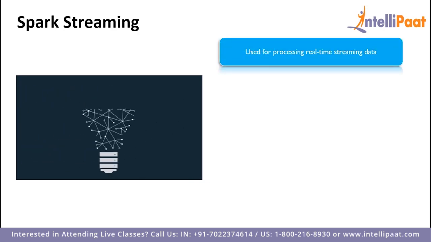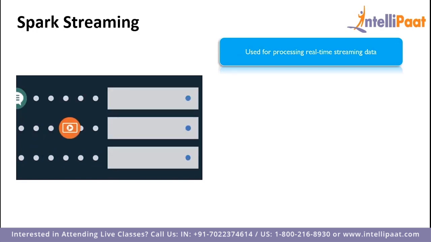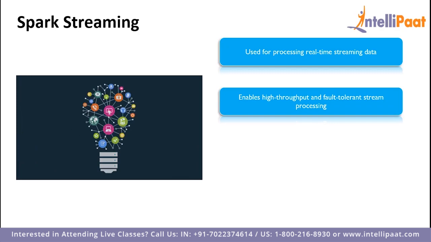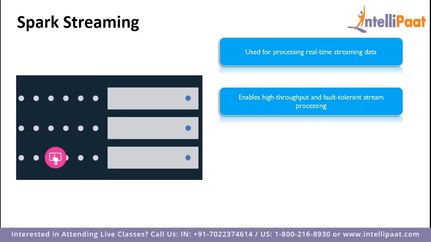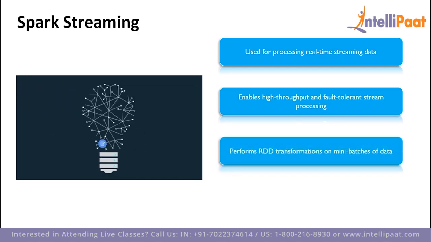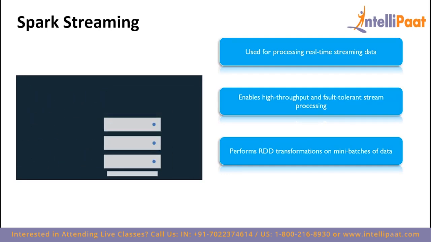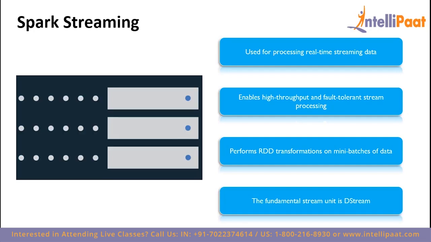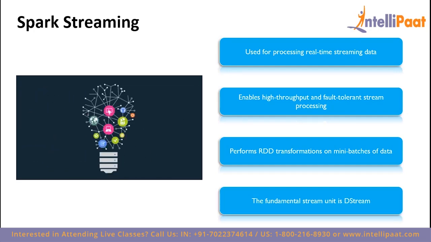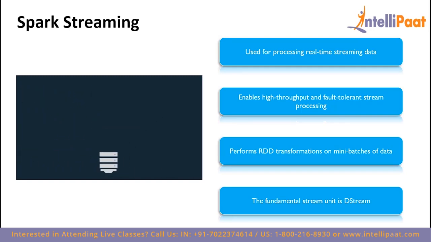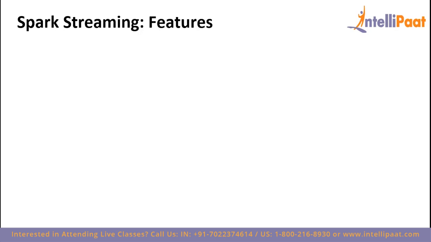So Spark Streaming is used for processing real-time streaming data. It enables high-throughput and fault-tolerant stream processing of live data streams. And with Spark Streaming, we can perform RDD transformations on mini batches of data. The fundamental stream unit here is known as a DStream, which is basically a series of RDDs to process the real-time data.